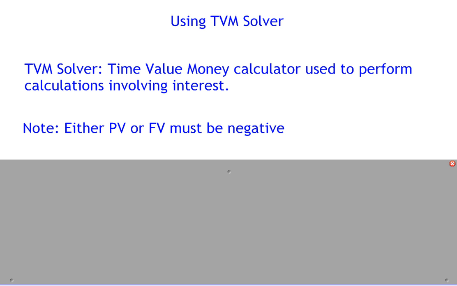This video looks at using a TVM solver to find missing parts of a compound interest kind of question. TVM solver stands for time value money calculator, and it can be used for calculations that involve interest, payments, that sort of thing. When we use the calculator, we need to know a present value, PV, and a future value. So PV, often just called the principal, or the present value. And the future value is often what we would have called the amount.